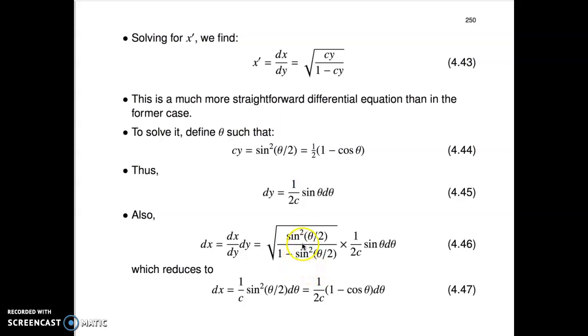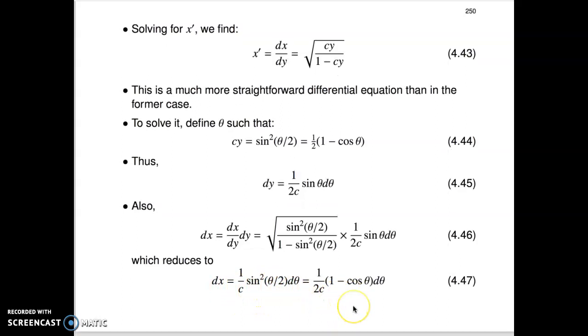You can show, just using trig identities, so a little simple math problem, you can show that equation 46 reduces to equation 47. So you can write dx in terms of d theta multiplied by this function, sine squared theta over 2, which is equivalent to the sine squared function is 1/2 (1 minus cos theta). We might want to use either one of those expressions. Okay, so we're replacing our independent variable y with a new one, theta. And here's how the dependent variable x depends on theta through this differential.